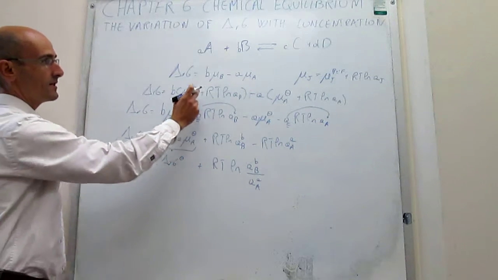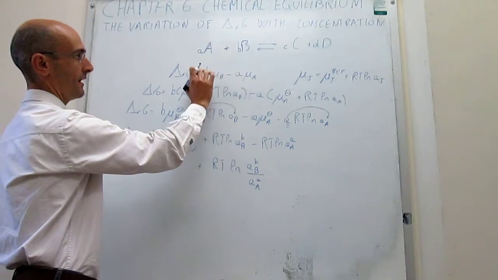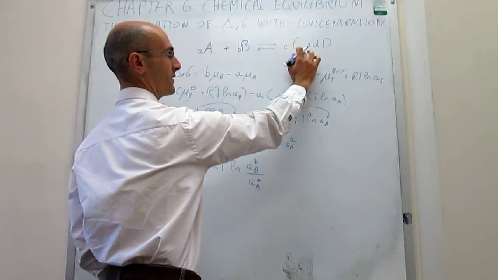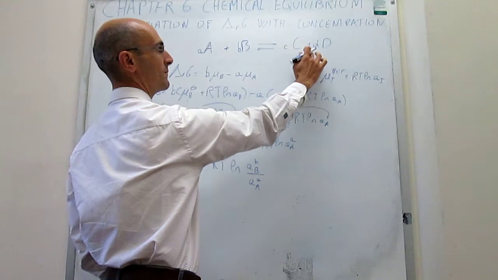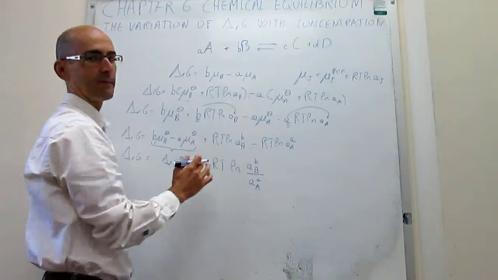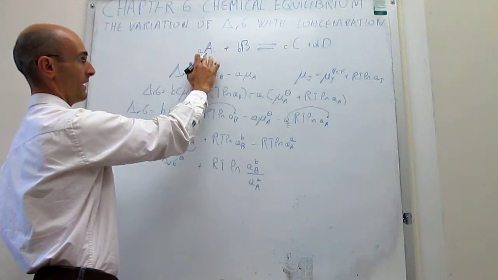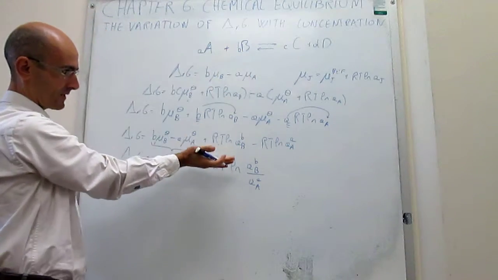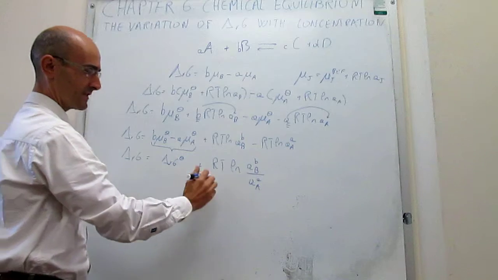The only change here is that we started the derivation with the chemical potential of products, which will be C mu C plus D mu D, minus the chemical potential of reagents, A mu A plus B mu B. Okay, you carry this out, and the expression is going to be the same.